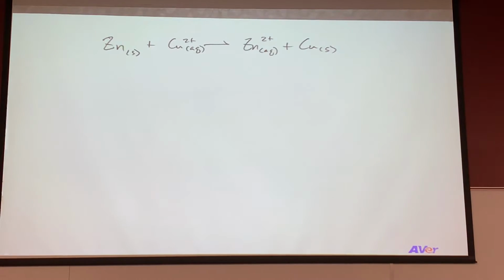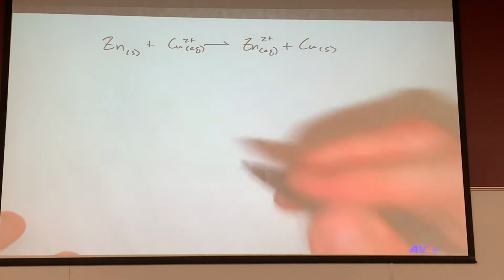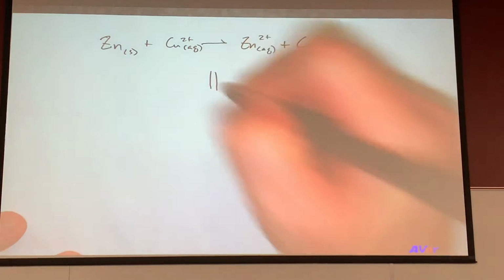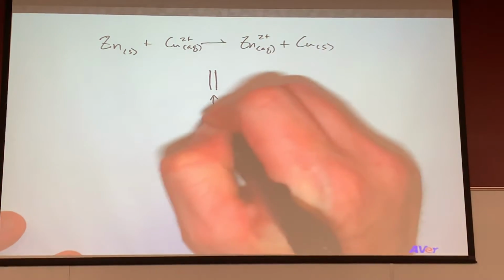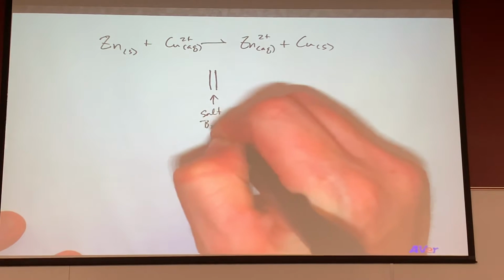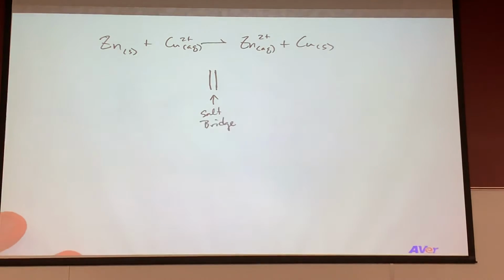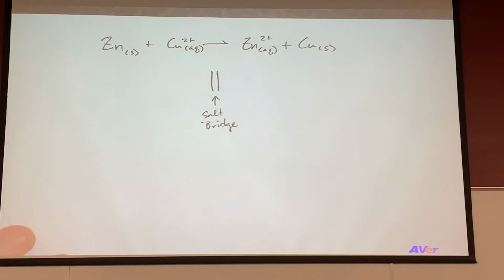There is a notation for electrochemical cells that you need to be aware of because it may or may not show up next week. And it works like this. There's a double line, and that represents the salt bridge.